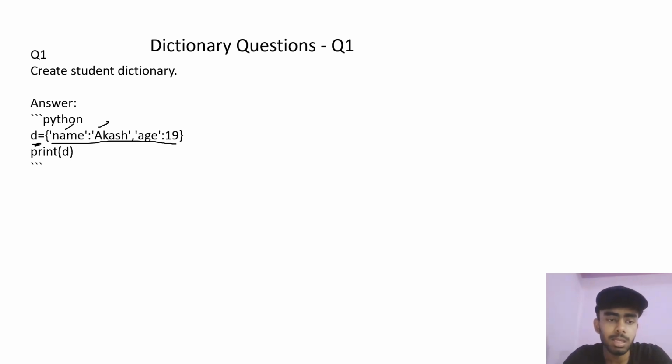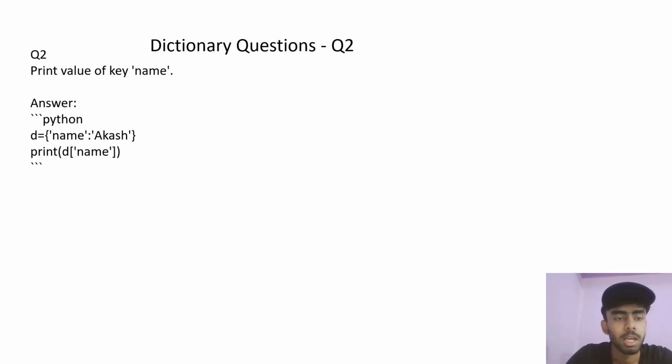Like here, name is the key and its value is Akash. So in a dictionary we store something in key and value pairs. So remember this. So when we print D, then it will print this dictionary. Okay. Now come to the next question. Print value of key name. What will be the value of name? So over here the key is name and its value will be Akash. So when we print D name, it will automatically print Akash.